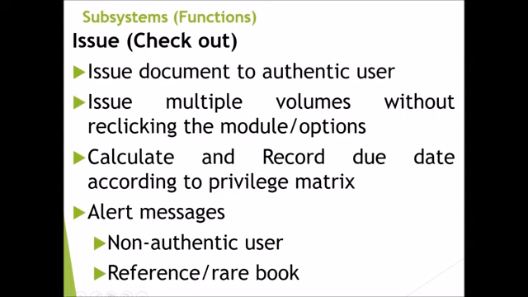So once the user is registered in your system, he is eligible to borrow books from your library according to the privilege matrix. The library needs to issue documents to authentic users only. Authentic users can be identified by scanning the user ID. Once the user ID is scanned, you can issue multiple volumes to him.